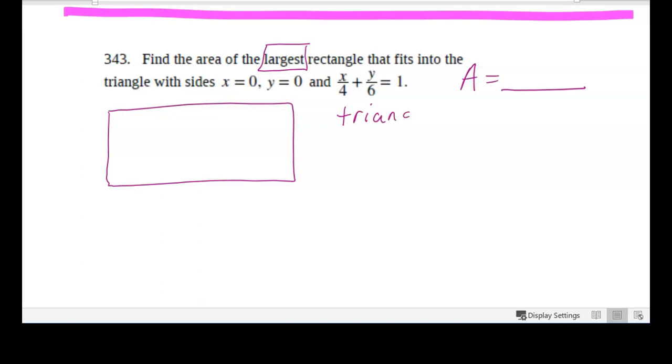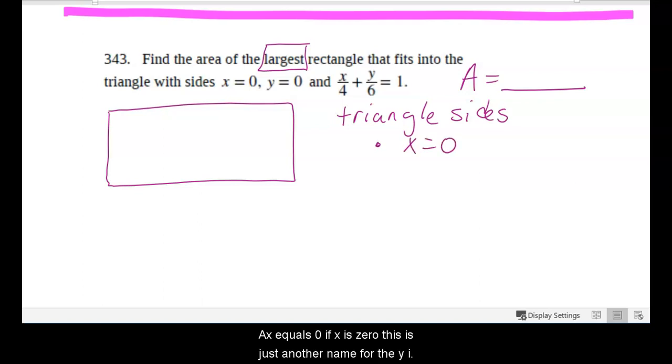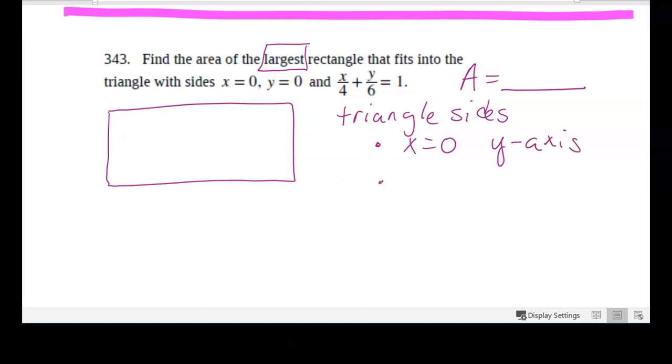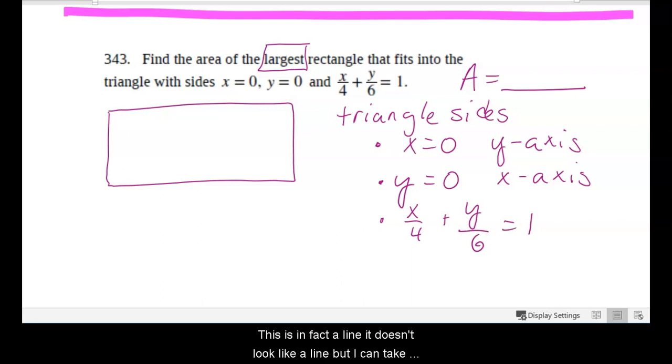Triangle sides, and then I'm going to give the 3 equations. X equals 0. If x is 0, this is just another name for the y-axis. Y equals 0. Y equals 0 is another name for the x-axis. And x over 4 plus y over 6 equals 1. This is, in fact, a line.